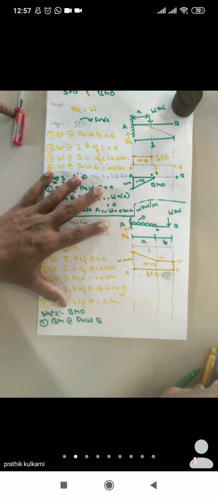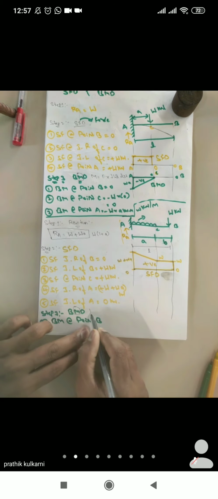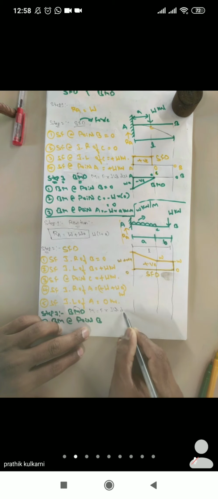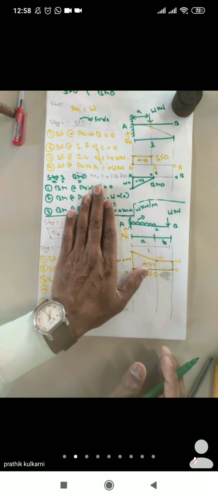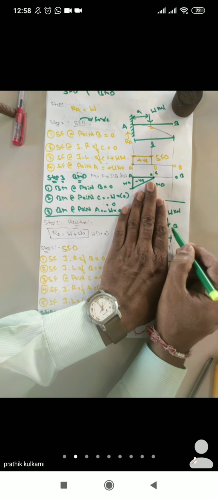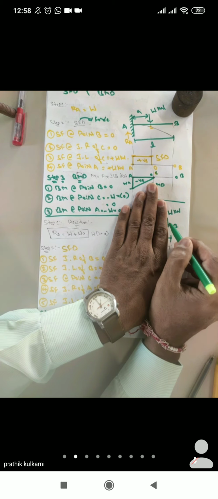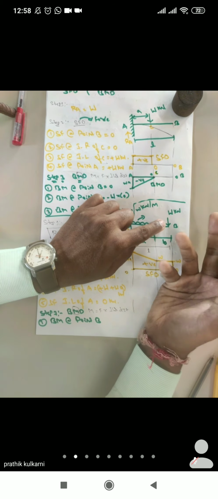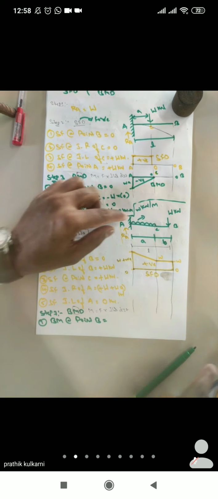So as I said, what is my bending moment? Moment is force into perpendicular distance. Again we'll come from the right-hand side to the left-hand side. So let us stand at point B. At point B, I have my force, but what is the perpendicular distance of this point load at point B? It is 0.